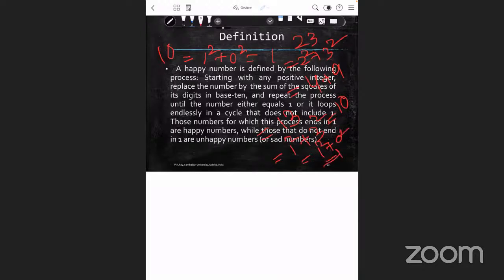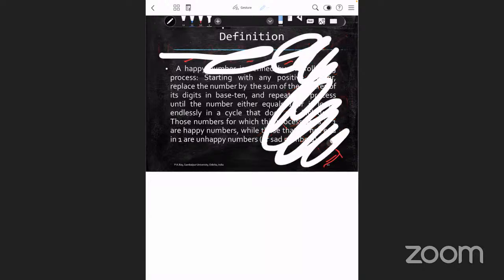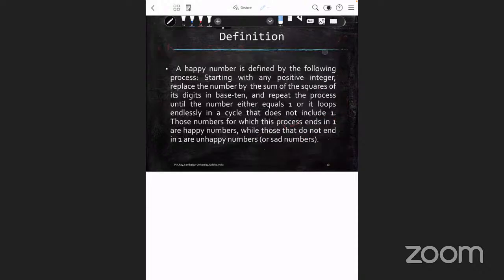That means ultimately, when we are adding the squares of its digits, if we get 1, then it is a happy number. And if we are not getting 1 and the process does not end, it forms a cycle, then in that case we call it an unhappy number or sad number. For example, I am taking some example, you see.